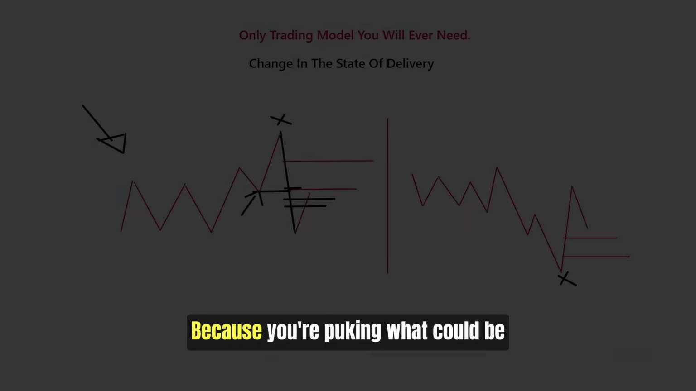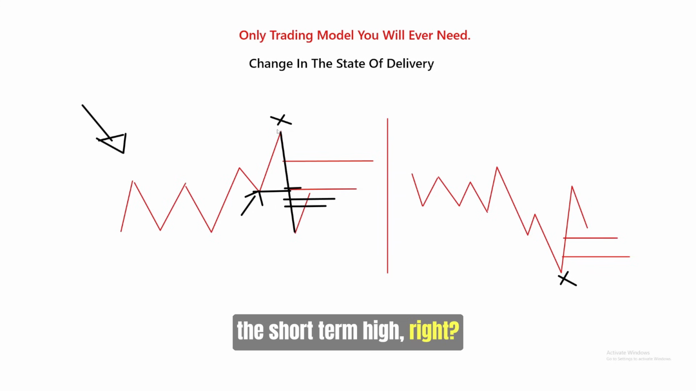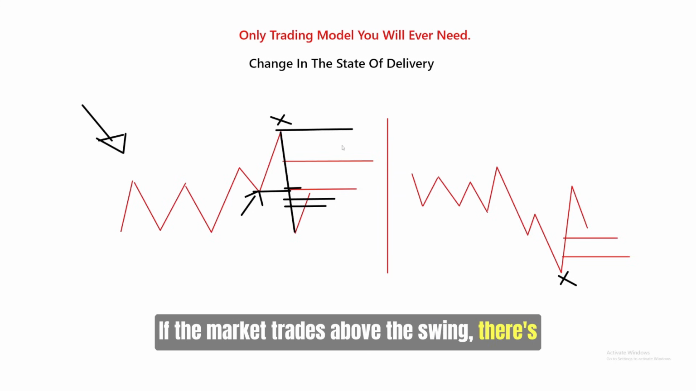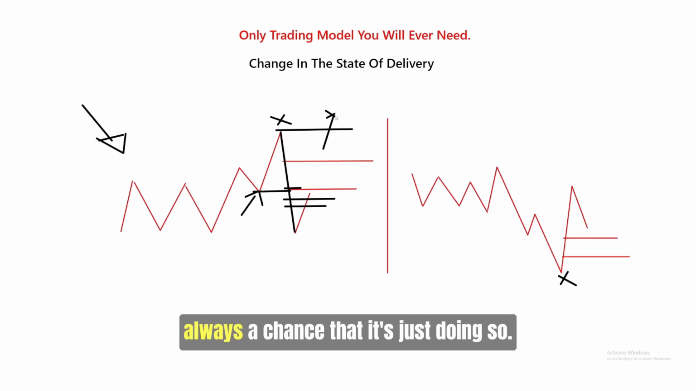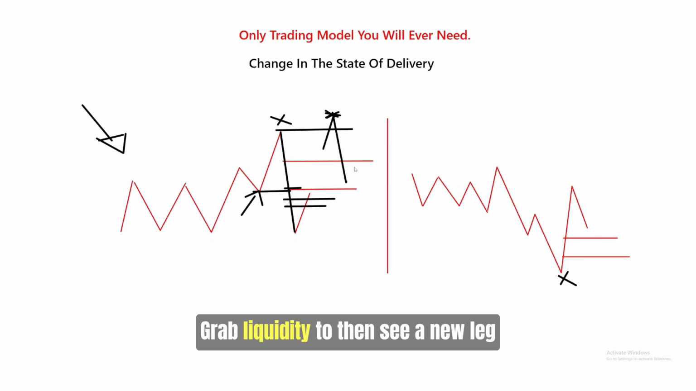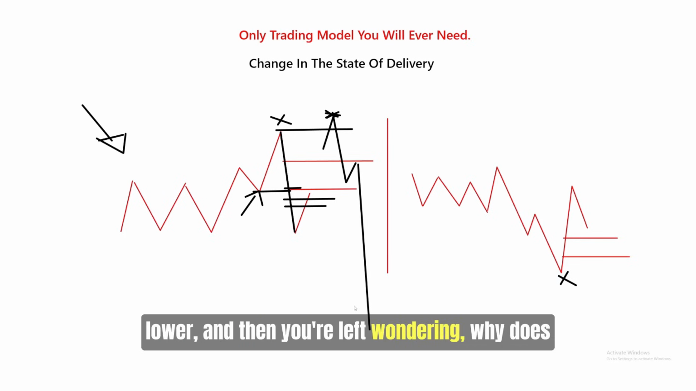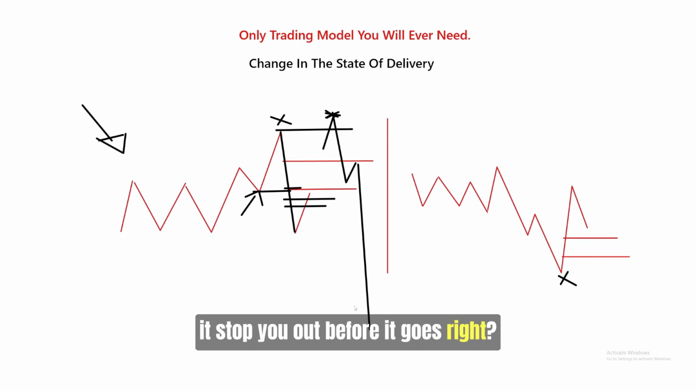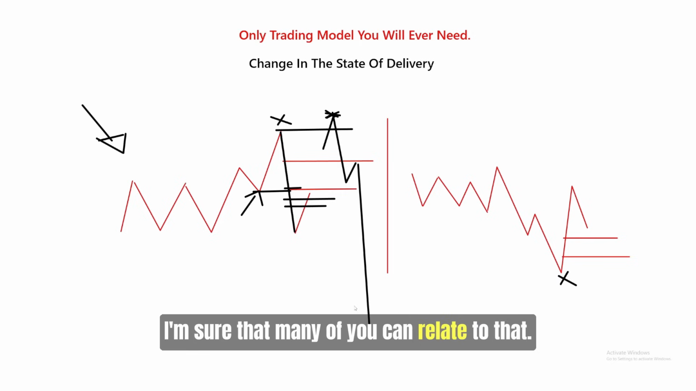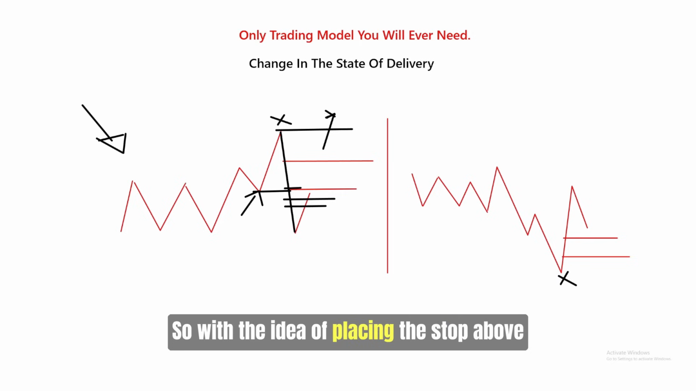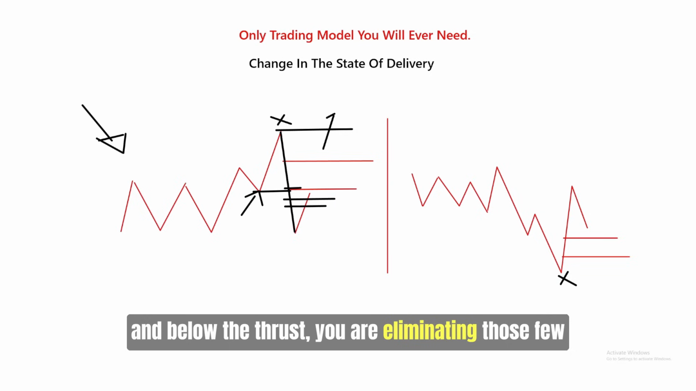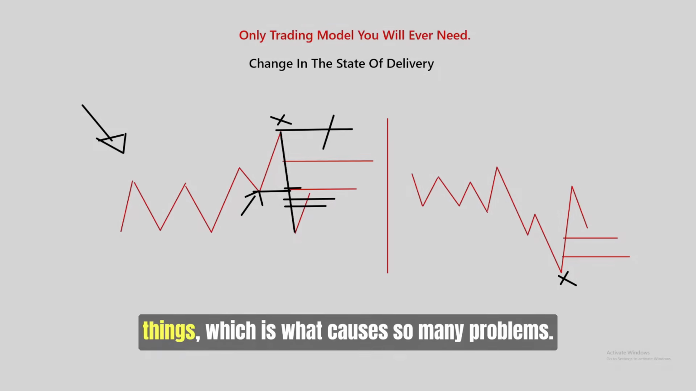Because you're puking what could be the short-term high, right? If the market trades above the swing, there's always a chance that it's just doing so, grabbing liquidity to then see a new leg lower, and then you're left wondering why it stops you out before it goes, right? I'm sure that many of you can relate to that. So with the idea of placing the stop above and below the thrust, you are eliminating those two things, which is what causes so many problems.